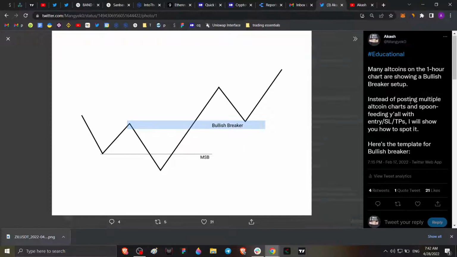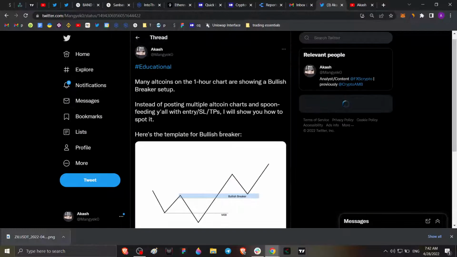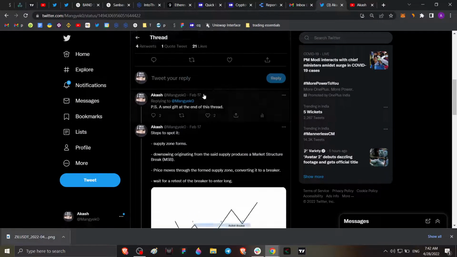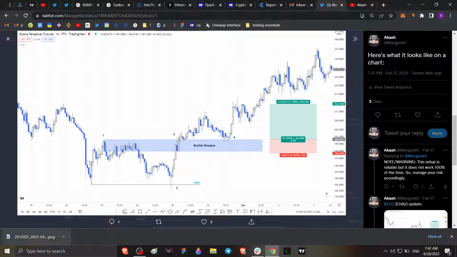So I explained in this particular thread on my profile, right? If you just go here and click on this first pinned post, you can see I've explained bearish breaker, right? In this particular chart, I've shown that the price forms a low and then the price deviates below that low to form a market structure break. So then you find the origin of the second wave, and then you look for the demand zone, which is what I've marked here.